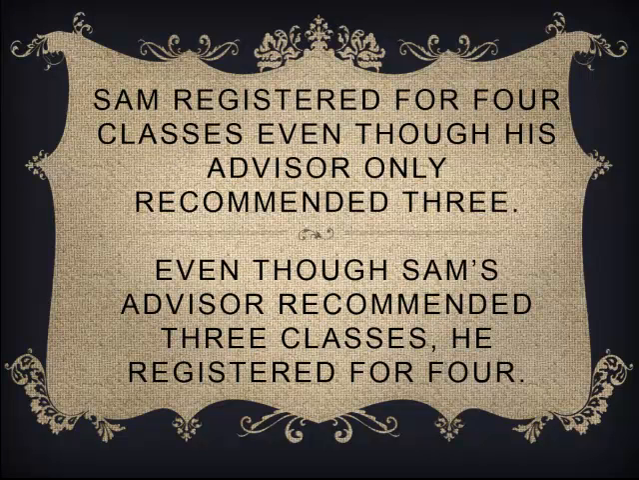One more example is, Sam registered for 4 classes, even though his advisor only recommended 3. In this case, even though his advisor only recommended 3 is our dependent clause, which begins with that because word, even though. Again, that can't stand on its own. I'd say, well, even though his advisor only recommended 3, okay, what happened now? Let's look at the flip side of this sentence. Even though Sam's advisor recommended 3 classes, comma, he registered for 4. Again, we have the same dependent clause beginning with the same because words, even though, and that can't stand on its own.